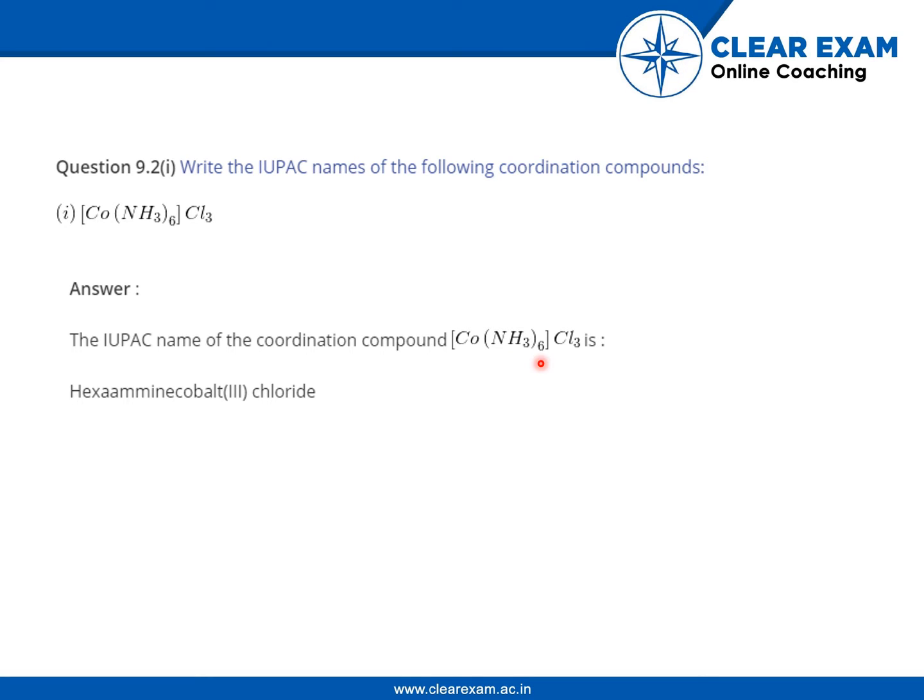Basically we have to first write the ligand. So NH3 is the ligand, and how many ligands are present? 6 ligands are present, so hexa will be used first. First we will have to name the ligand, and before the name of the ligand we have to write the number of ligands present. So first we will write hexa, then the name of the ligand, amine. Then what is left now in the coordination sphere? This is the coordination sphere and this is the ionization sphere. So what is left after the ligand?